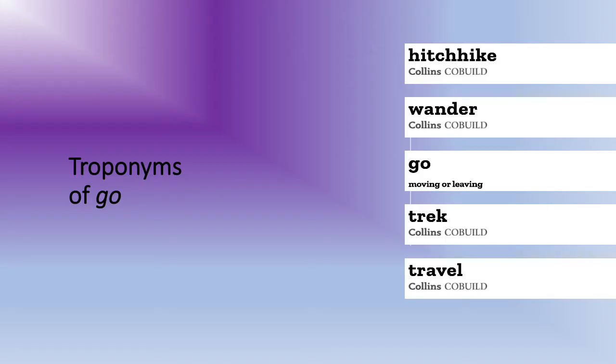Here are 5 verbs which are all different ways of going, and they all have different numbers of dots. Which word do you think has got 5 dots? In other words, is the most frequent in English? And which do you think is the least frequent? Pause the video and try putting the 5 in order.